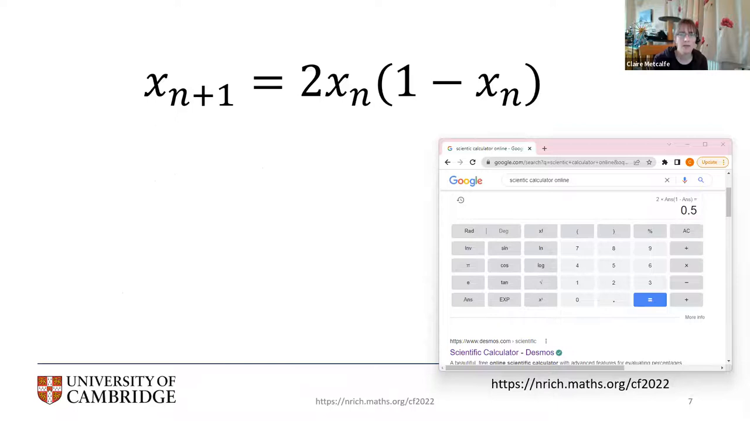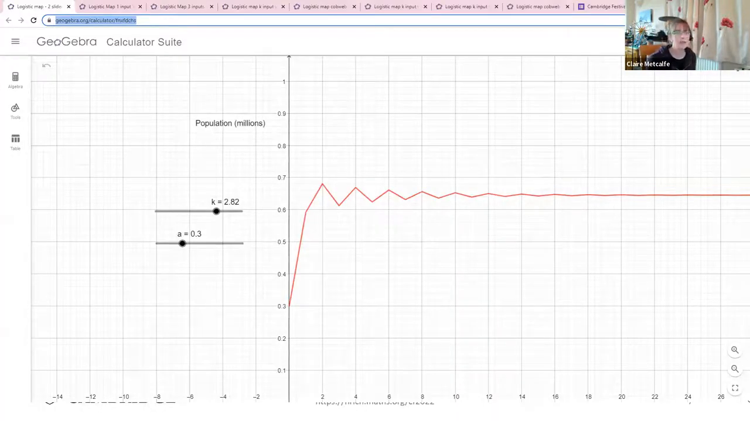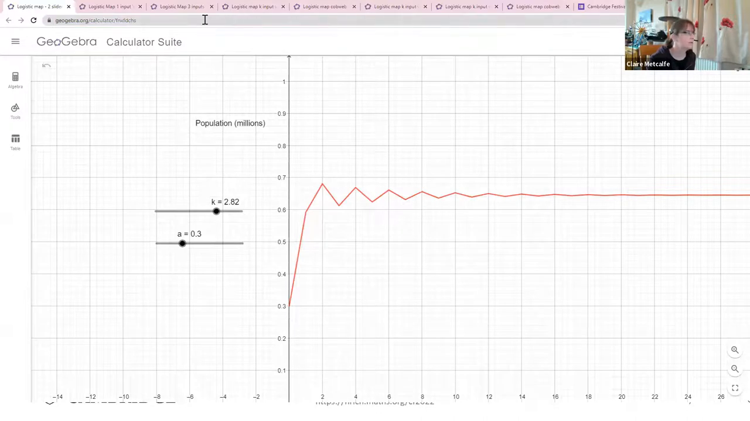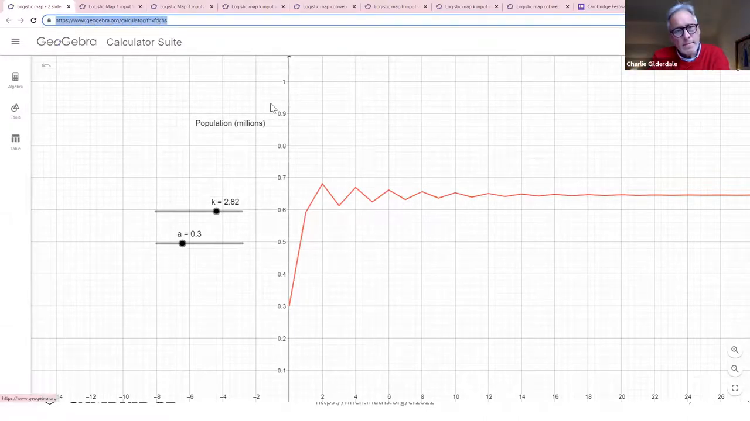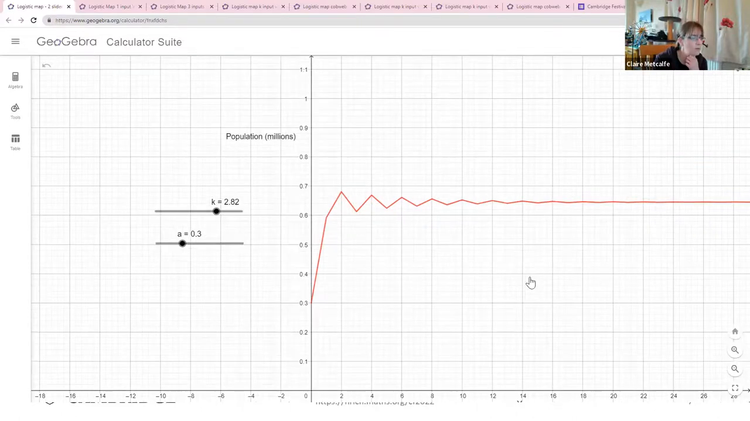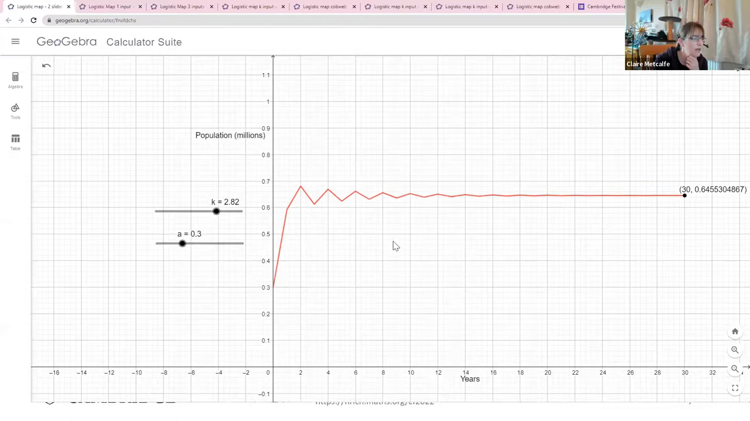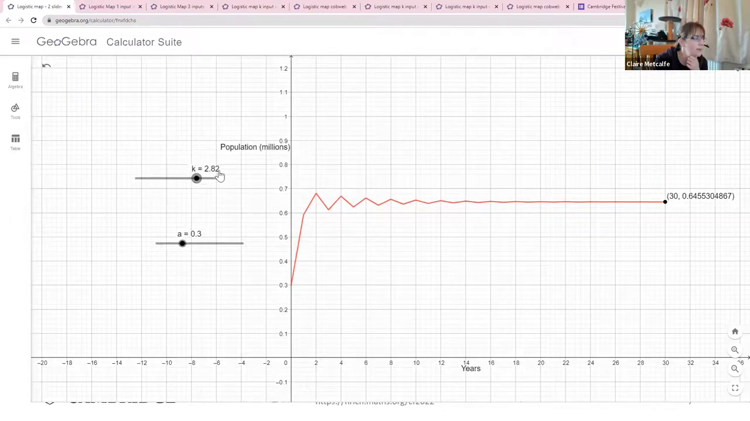So let's have a quick look at this GeoGebra page. I'm going to put the link in the chat. Just need to get my mouse. What you might find is when you're using this, you might have to change the size of the screen. So just by using the mouse, you can scroll in and out, and that will change the size of the screen. You can move it about. You can also move these things about if you need to. So you might have to move some things about.